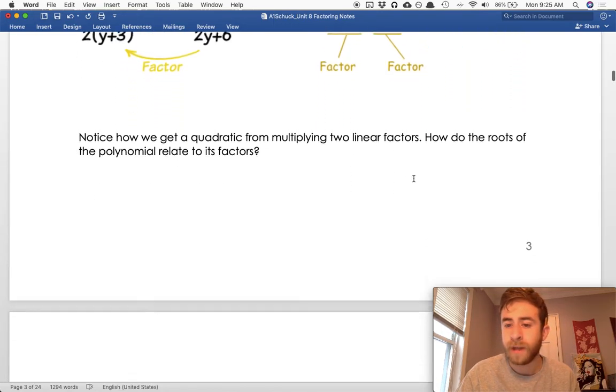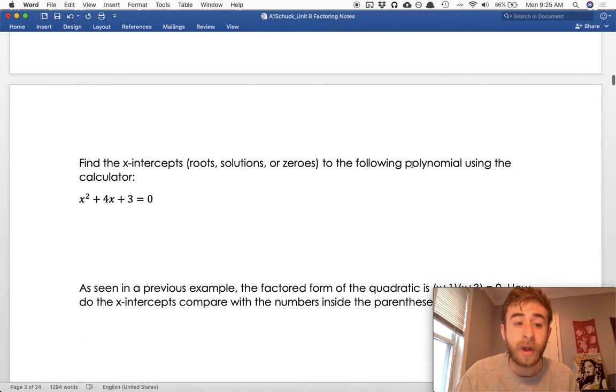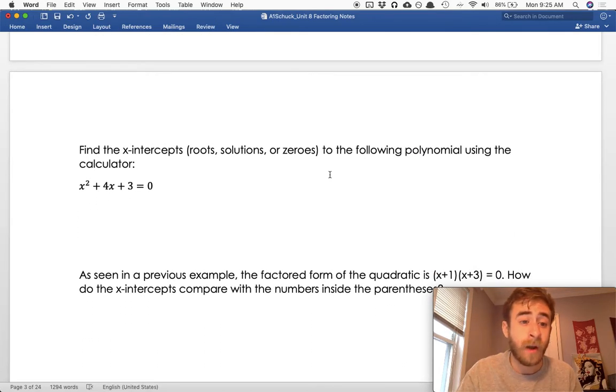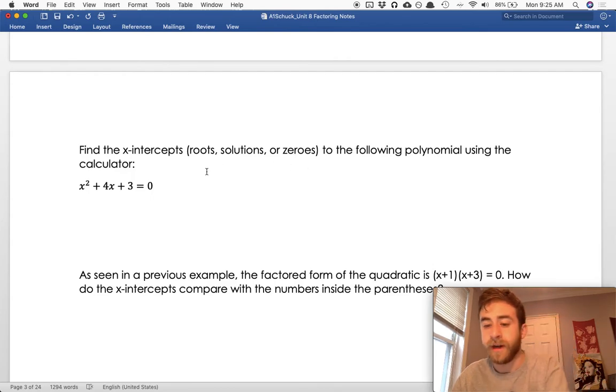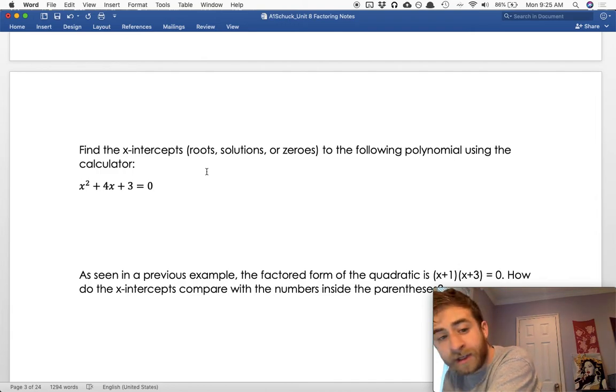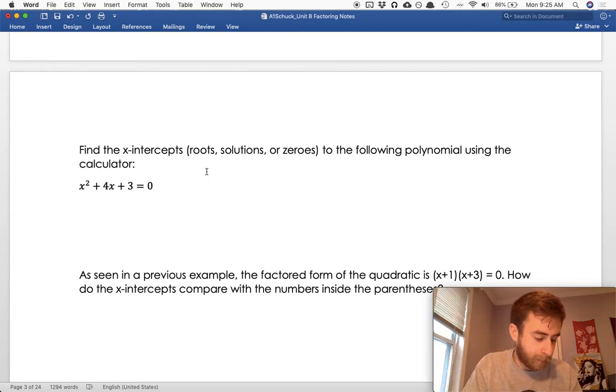Okay, so it says, how do we get the roots of a polynomial? So this is where I want to use Desmos, but let me read this first before I switch over to the camera. So it says, find the x-intercepts, which then means the roots, solutions, or zeros, and we saw this from a vocabulary lesson from last week, of the following polynomial using the calculator. So I've got x squared plus 4x plus 3 equals 0. And let me pull up Desmos.